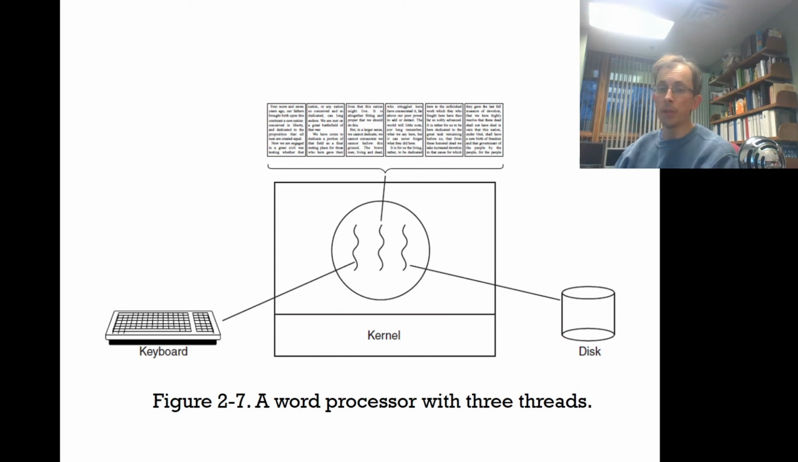So pretty much the first thread will interact with the user. In this case here with this figure, the second does the backups periodically to disk of changes, and then the third will reformat the document. Right? So you can't really do these as separate processes because you would need a shared section of memory in which to do this, and that's really hard to coordinate.